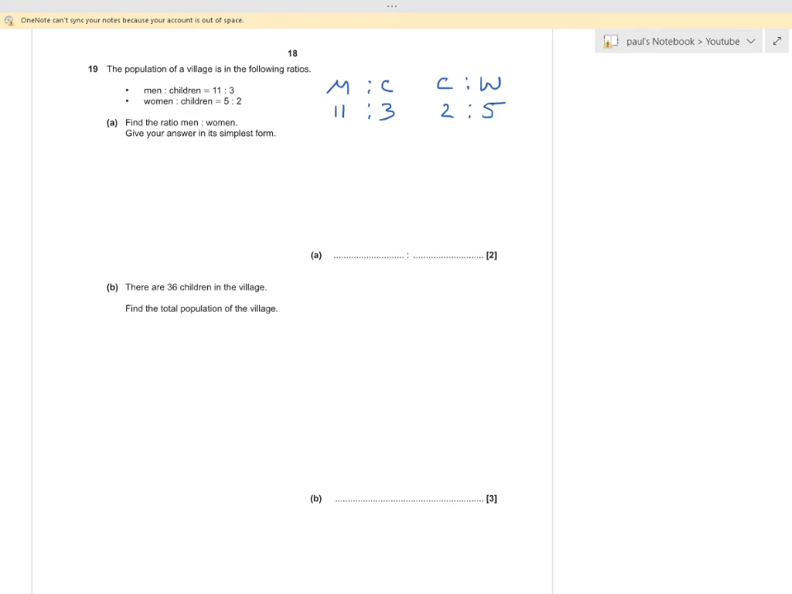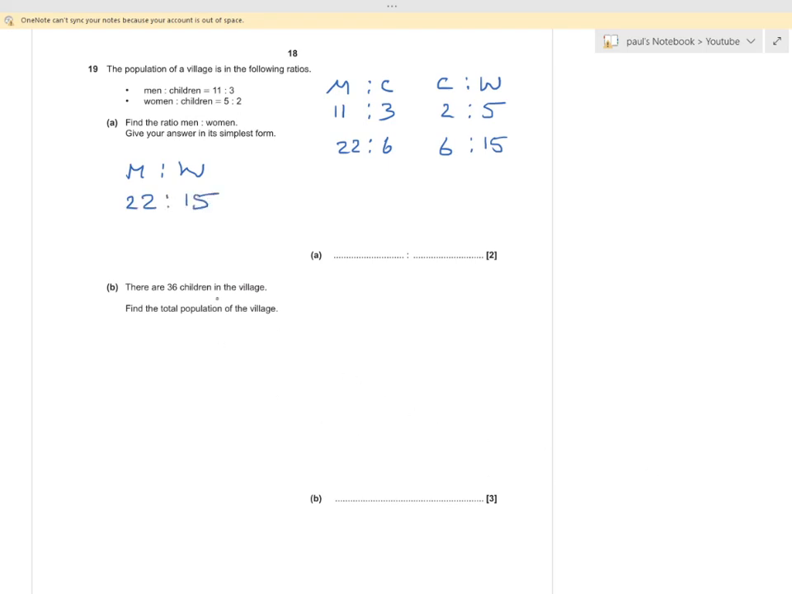Now, if we can get the children the same, then we can find the ratio between the men and the women. So I'm going to multiply this by 2 and multiply that by 3. So that gives me 6 and 6. Now, I want to multiply that by 3, so that's giving me 15. Multiply that by 2 gives me 22. So the men to the women is 22 to 15.